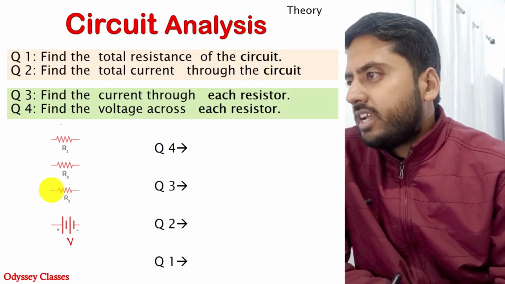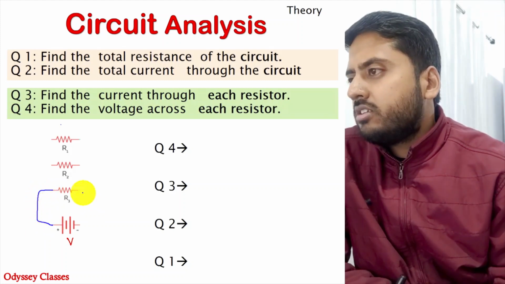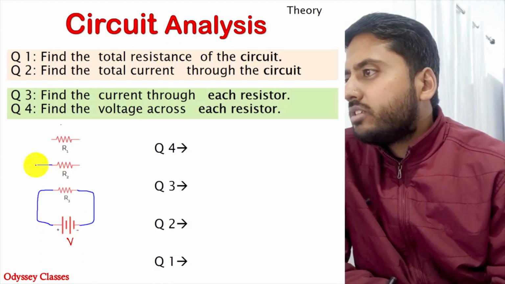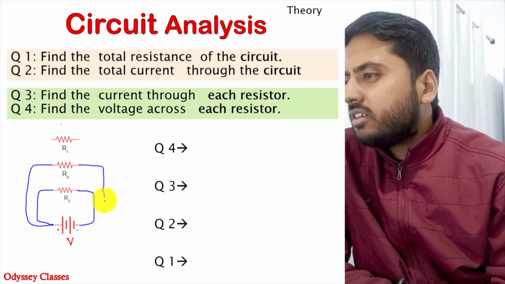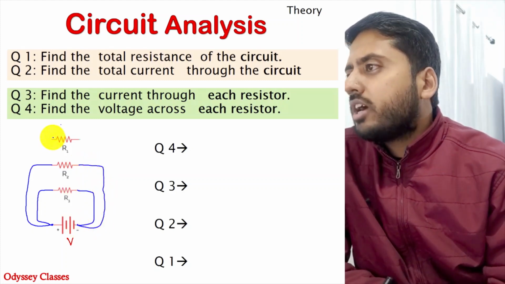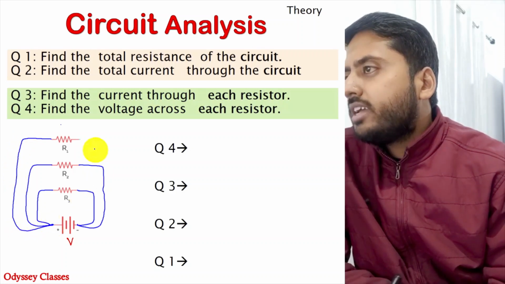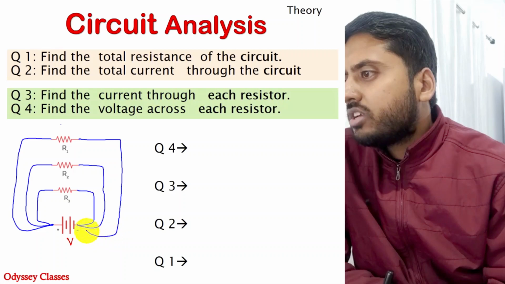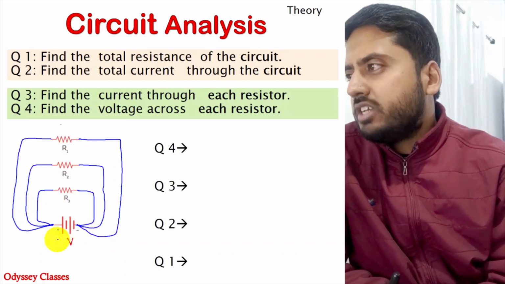So let me connect here resistor R3 to the battery. Let me also connect the resistor R2 directly to the source here. And let me also connect the resistor R1 to the source directly. Now I guess you are convinced that the voltage across each resistor is same as the supplied voltage V.